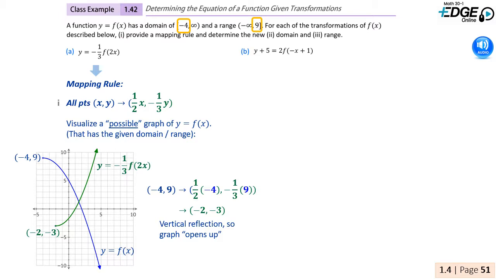This will affect whether our values are minima or maxima when writing the domain and range. So for our domain, the -4 that became the -2 is still the minimum value of the domain. However, the 9 that became a -3 has changed from being the maximum value of the range to being the minimum value of the range.